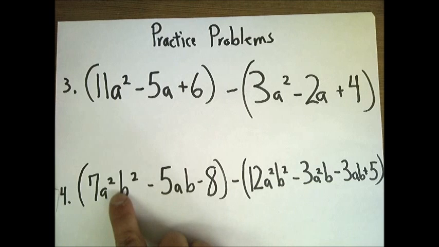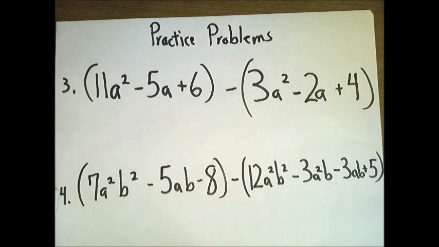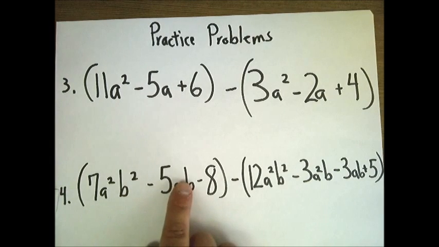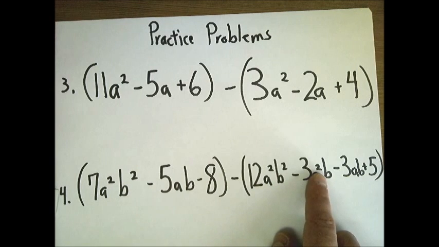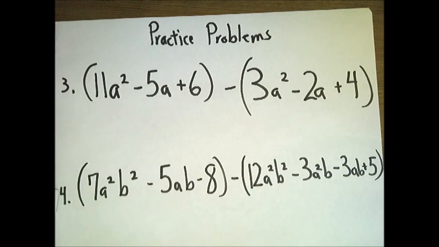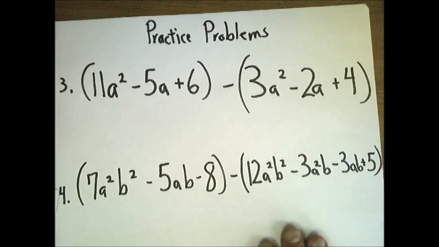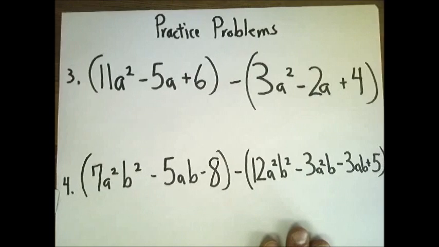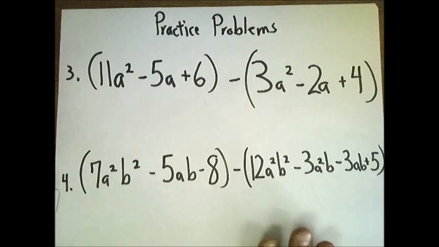If it has a squared and b squared, it is the same as a squared and b squared. If it has a and b, it is not the same as a squared and b. Both of the variables and the exponents connected to them have to be the same in order for you to have like terms.